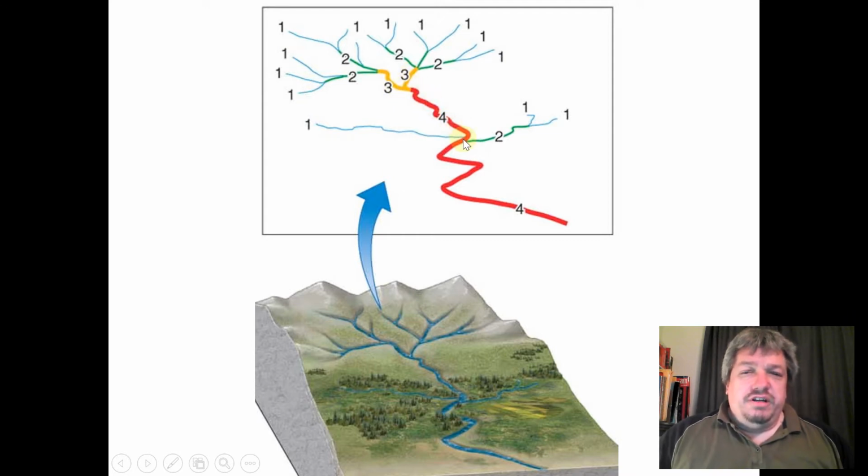But what's important to note, here's a first order stream joining the fourth. The first order stream has no tributaries. It's a small river by itself. It doesn't increase the fourth order stream. The only way the fourth would become a fifth is if it met another fourth order or similar magnitude stream.